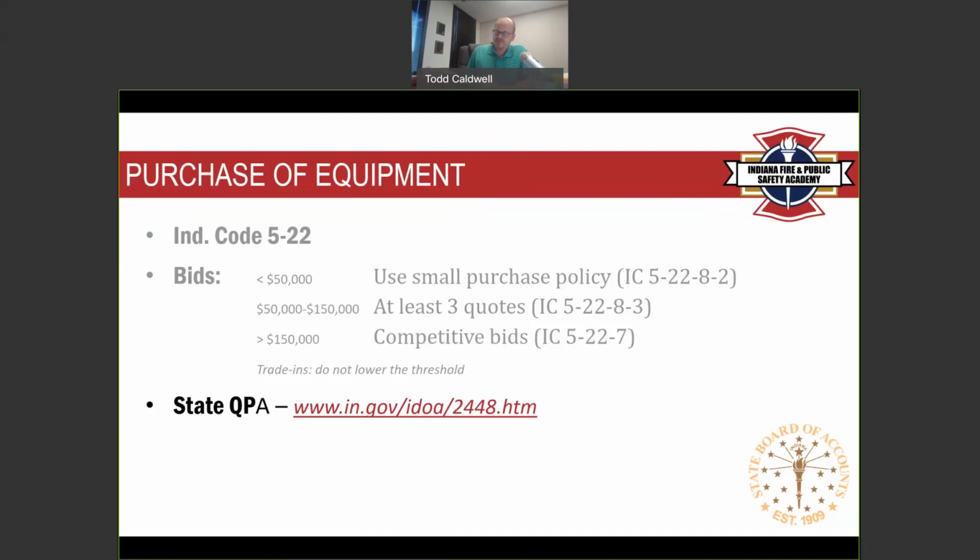Vehicles can be purchased through the state's QPA contract. I think that may be the next page in your materials if you have them. A screen print from their website at in.gov/IDOA/2448.htm should take you to all the information you need on the state's QPA.